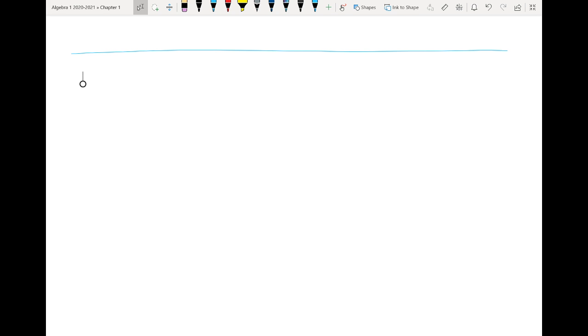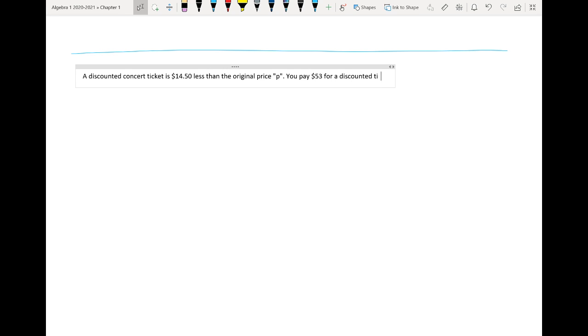And the last thing that we have here is a discounted concert ticket is $14.50 less than the original price, P. You pay $53 for a discounted ticket. What is the original price of the ticket? Well, the original price, it's going to be our model we're going to make here. It's going to be the original minus your discount is going to be your new price.